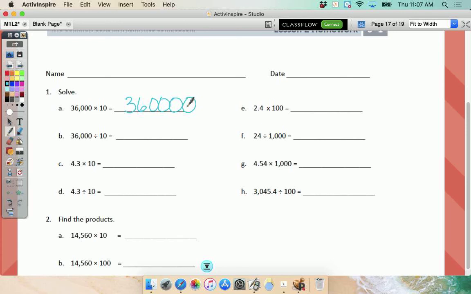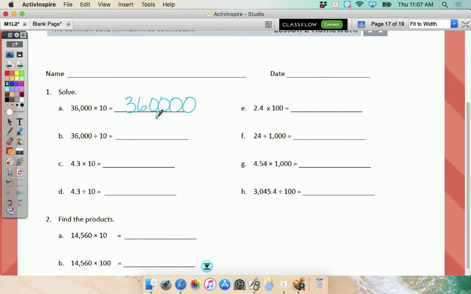And then I'm going to place my comma after I write everything. So watch me place my comma. 1, 2, 3, comma. Now I've got a trick for saying this number. Every time you get to the comma, say the word 1,000. So 360,000. Okay? It's just a little comma trick.